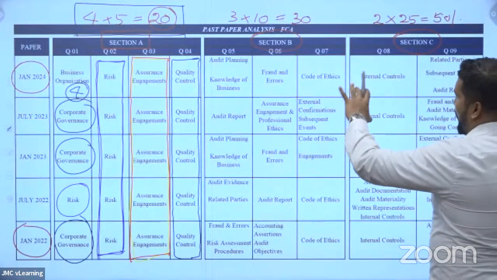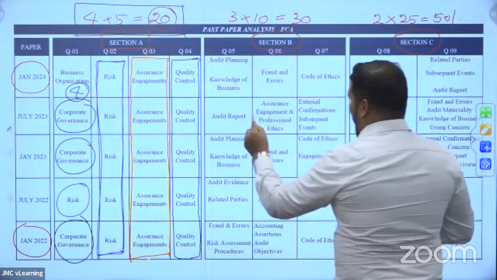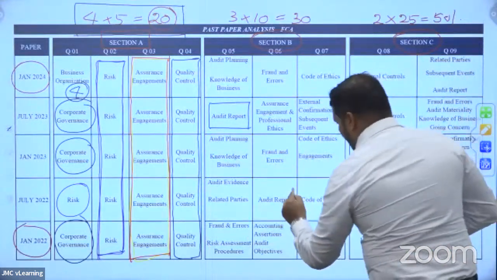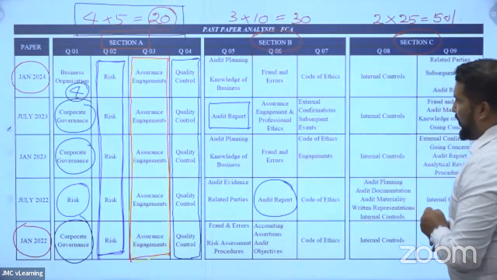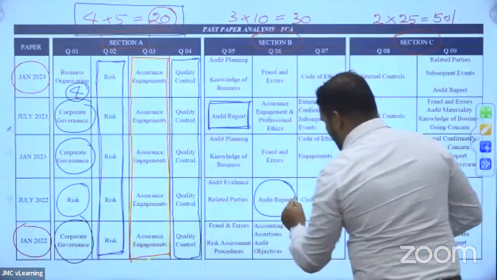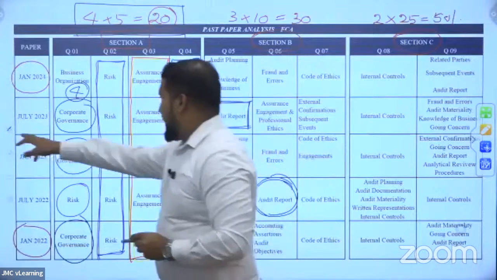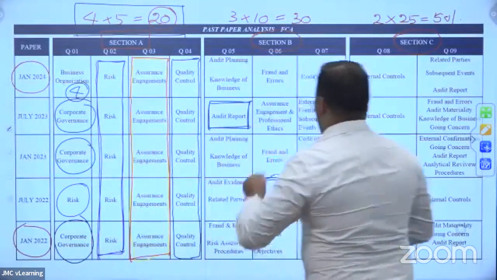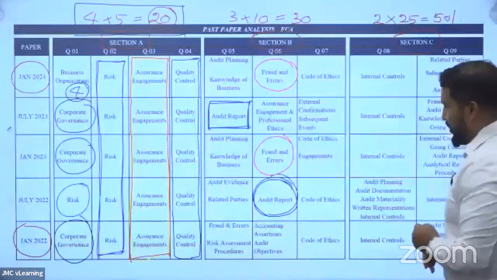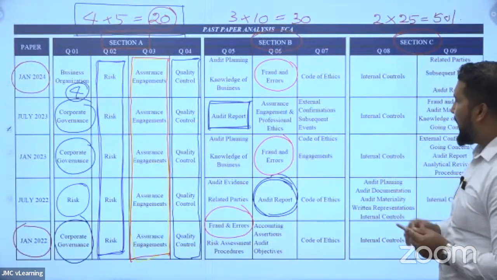Right. Then when you look at question B, basically audit report is one of the areas which has been tested very frequently. Apart from that, high attention needs to be devoted to fraud and errors as well. Okay, so when you see this, there is a pattern.